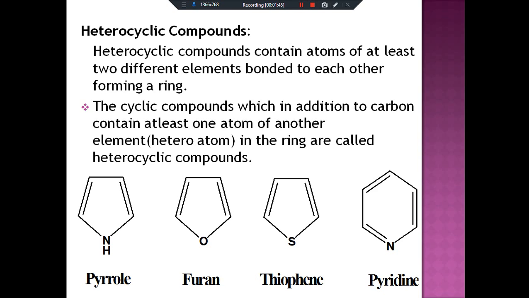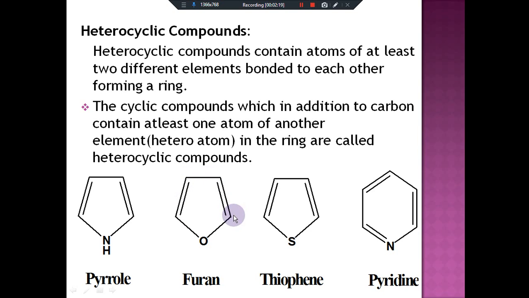Pyrrole. Pyrrole is a heterocyclic compound which contains 5 atoms like this, 4 carbon atoms and 1 nitrogen atom. Here nitrogen is the heteroatom present in addition to the 4 carbon atoms. Furan is another example which contains oxygen as the extra element, heteroatom, present in addition to the carbon atoms.